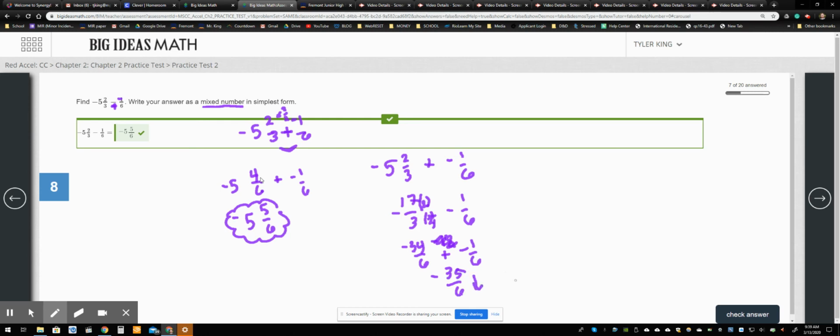Now we do need to simplify this. 6 goes into 35 5 times, because that would be 30, and we're left with 5 left over, so we have 5/6. And again, it is negative the whole way through. So we end up with negative 5 and 5/6.